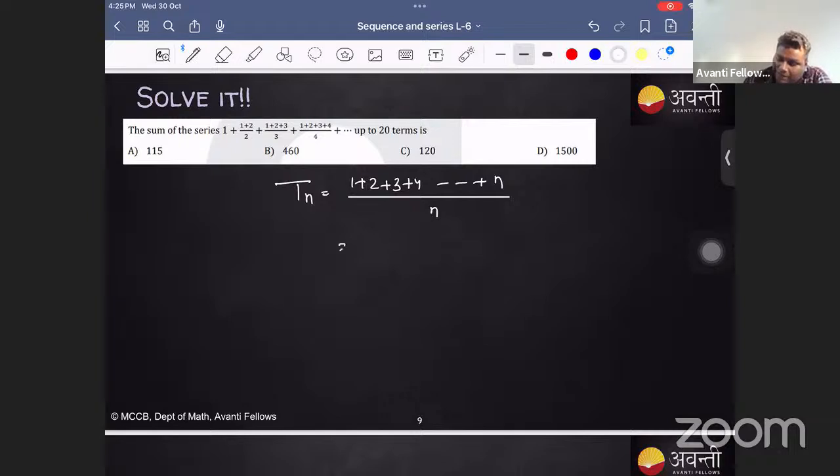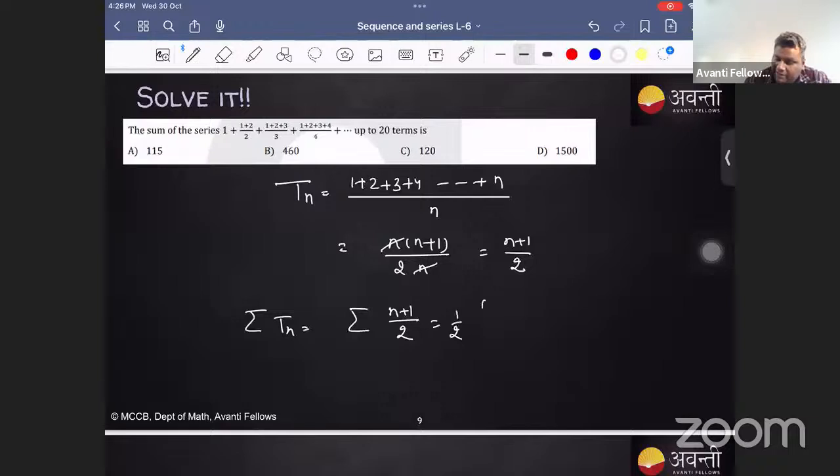Now this will be what? n into n plus 1 upon 2 and then n. This n cancels, so it came n plus 1 upon 2. Now what you need to find? Sigma Tn. Sigma Tn is what? Sigma n plus 1 by 2. Now keep 1 by 2 outside. It is sigma n plus sigma 1.